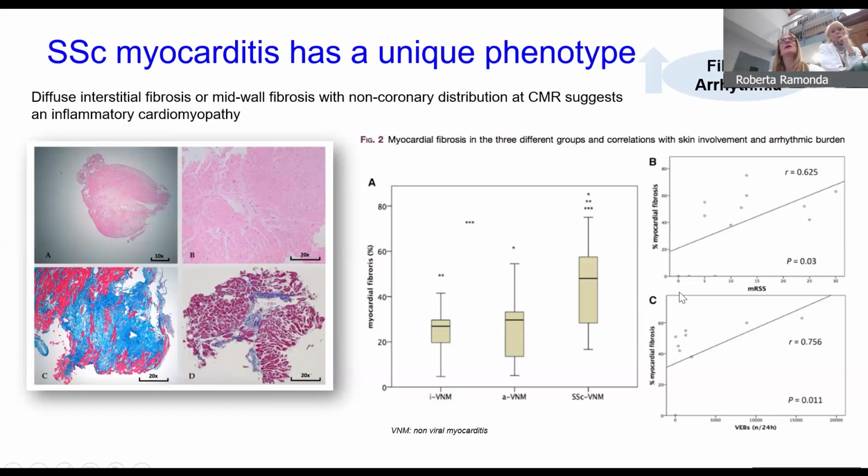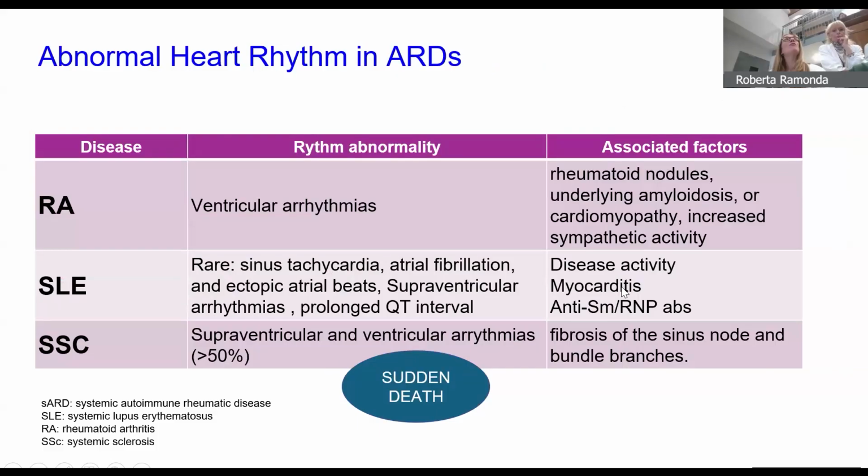And this fibrosis is also strictly correlated with skin fibrosis, which we can measure via the modified Rodnan skin score, and there is a greater arrhythmic burden which is probably responsible for the occurrence of sudden death that is reported in scleroderma, and we can see also in clinical practice.